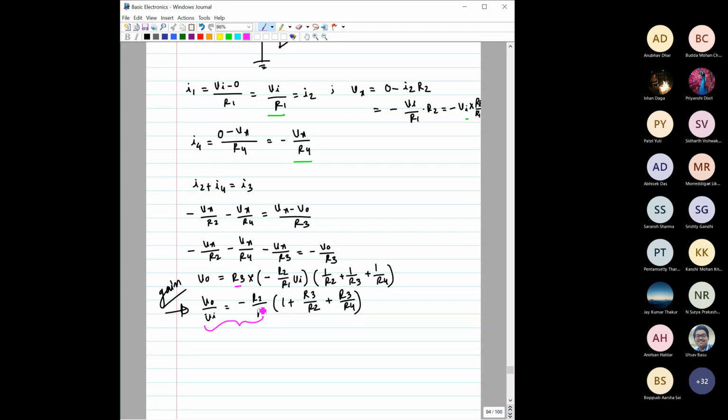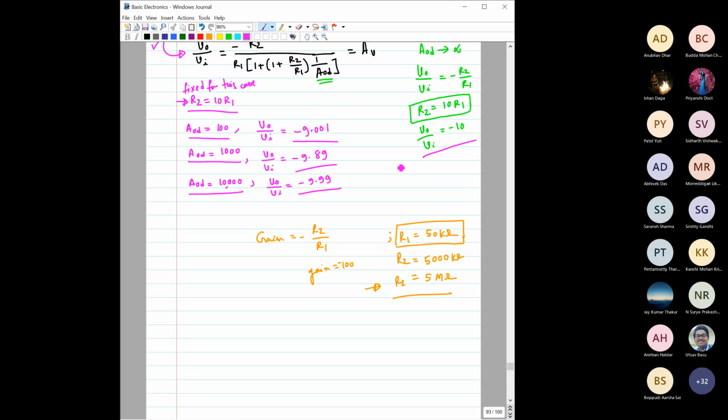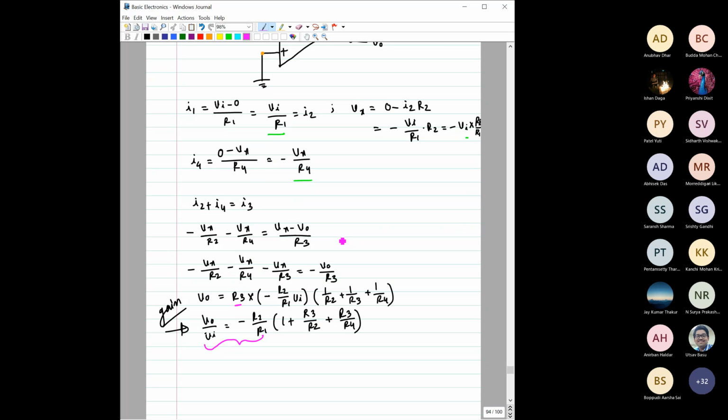Because for the earlier case, the gain was what? The gain was minus R2 by R1, right? We would like to compare this gain and this gain, so I have written it like this. So it is R2 by R1, and in addition to that, you have this, right? So we can find the gain.